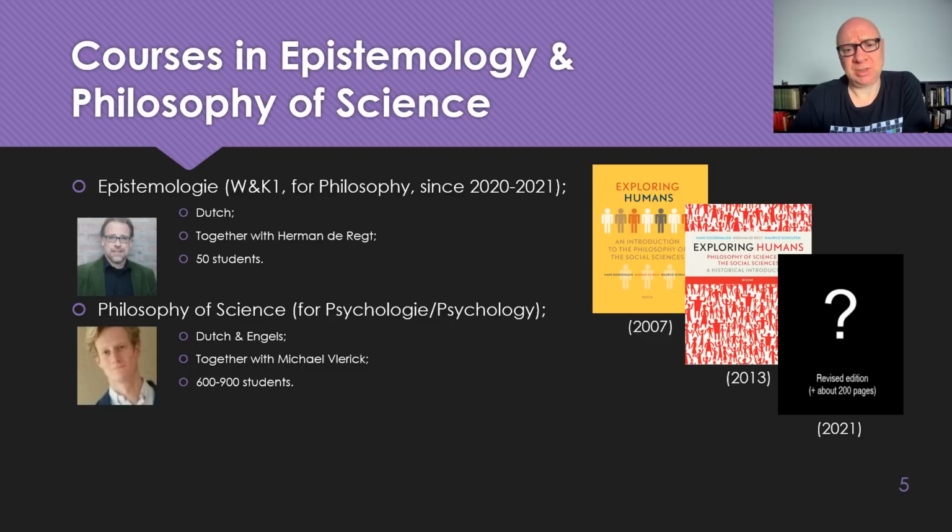I do this together with my colleague Michael Vlerik, and we do this out of the book Exploring Humans, and Herman and I are finishing the actual revised edition, some 200 extra pages. Well, I hope we'll finish that around now when this lecture is due. The original Exploring Humans, I wrote together not only with Herman Recht, but also with Marie Schouten, who is unfortunately no longer with us. So that's why we have been rewriting that book, just the two of us.